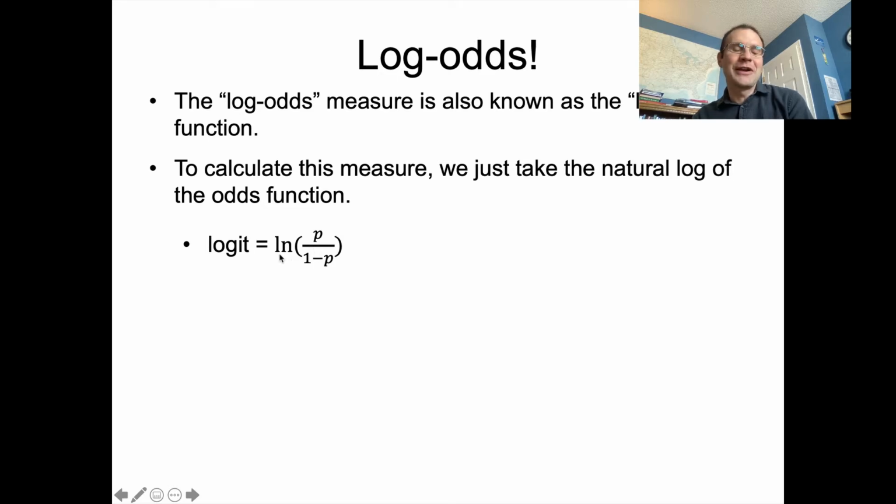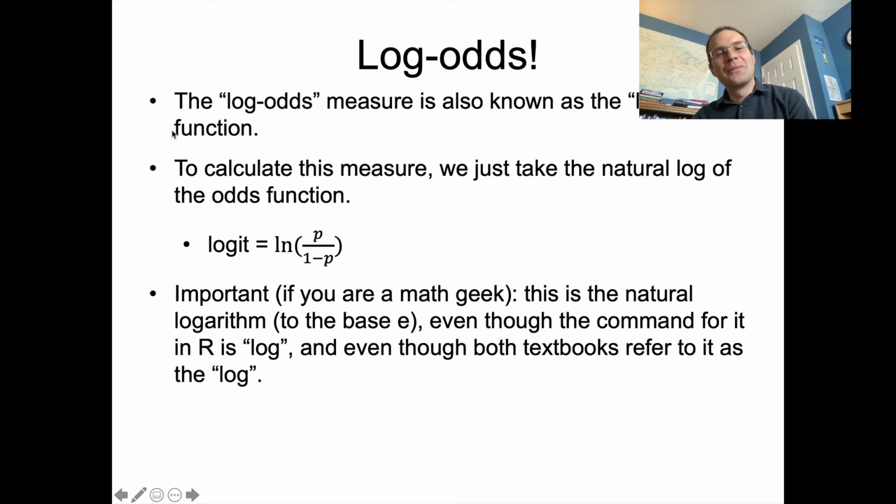We don't have a lot of time to talk about exactly what logarithms mean. I think we've mentioned it before in this class at some point. But this is the log to the base e. This is how the function is defined, even though the command for it in R is log. Both textbooks refer to it as the log without any other specification of its base, because the natural log is how we normally think of it. For some people it's the default log, even though you might think of the default log as log to the base 10.